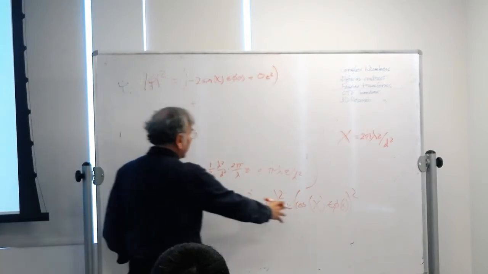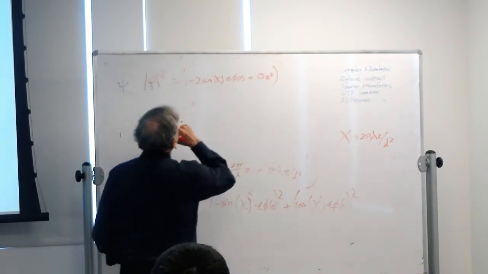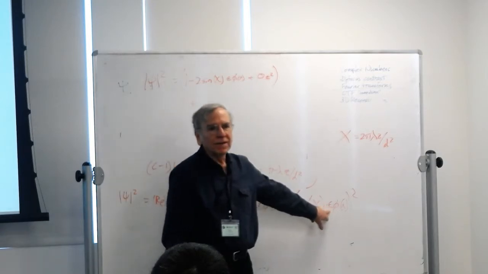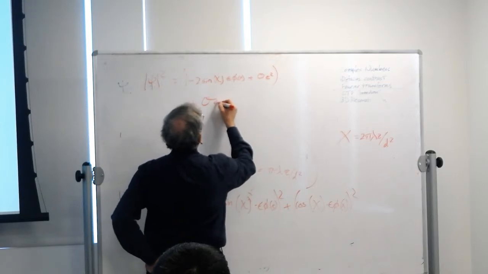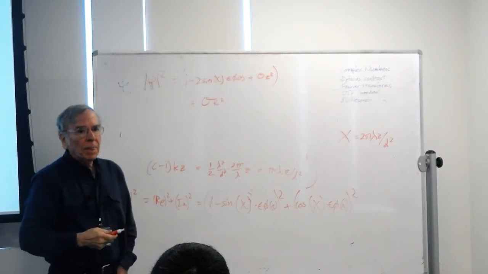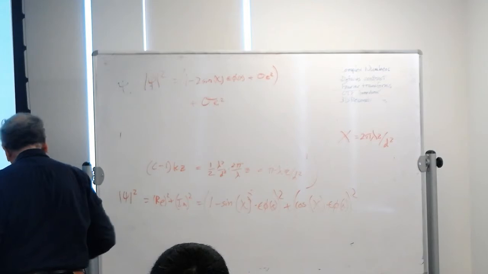And the other term here, this is the square of the imaginary part, is going to be the square of something whose magnitude is epsilon, and so this one is something really small because it's on the order of epsilon squared. So that's what's happening here.